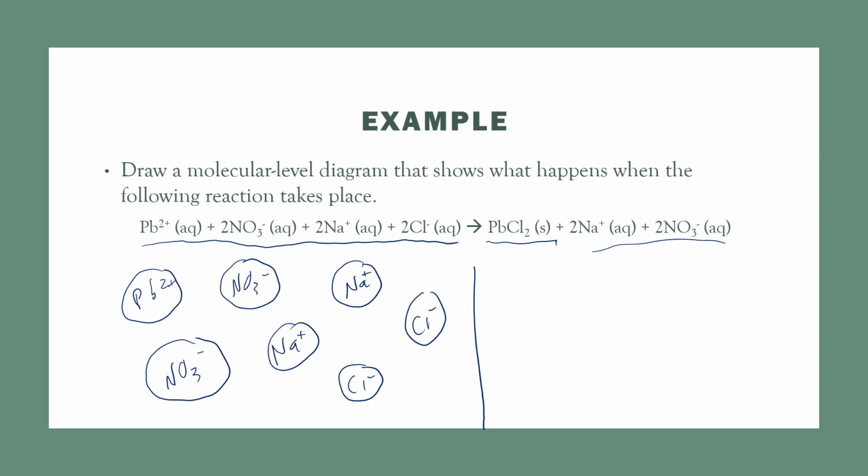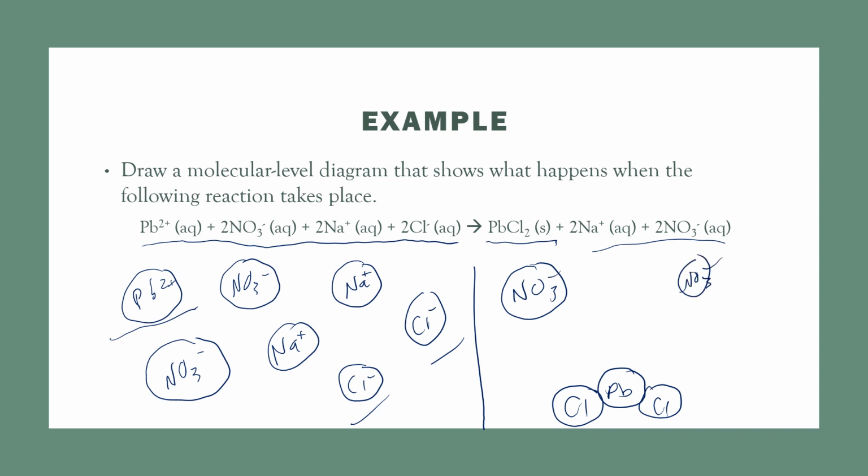Now, what changes is that the lead and the chlorines come together to form a solid product. And solids will always sink to the bottom of your container. So you want to show that the lead is now attached to the chlorines. And it should be at the bottom. But I still have my 2 nitrates floating around in the solution. The circle is not big enough. And I have my 2 sodium ions still floating around in the solution.